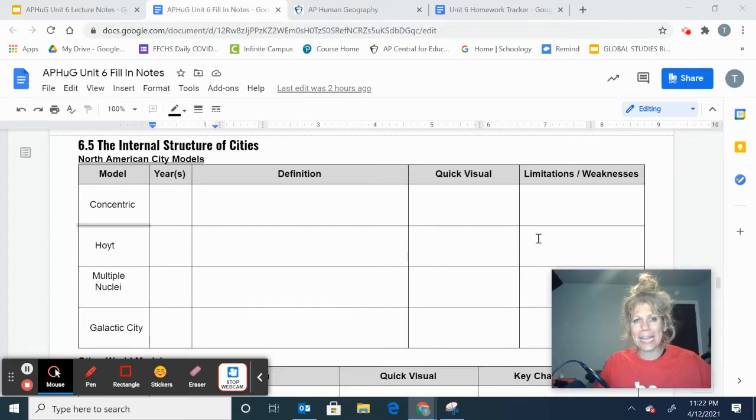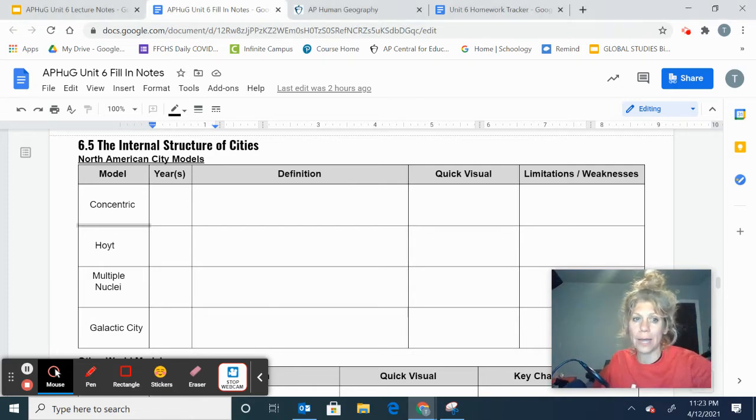You're enjoying your day. We are going to cover 6.5 today, and this is going to be a very juicy standard. We're going to look at models. That's pretty much it for cities, internal structure, and how they're set up. So we're going to look at North American models first, and then we're going to look at other world models.